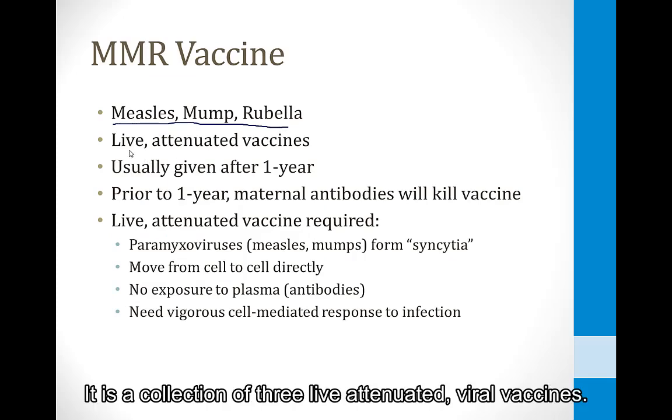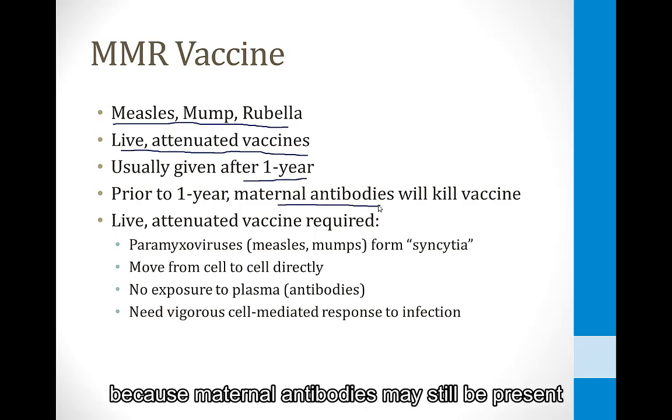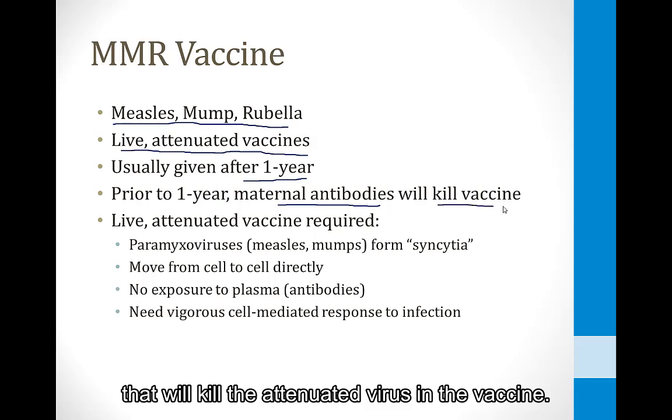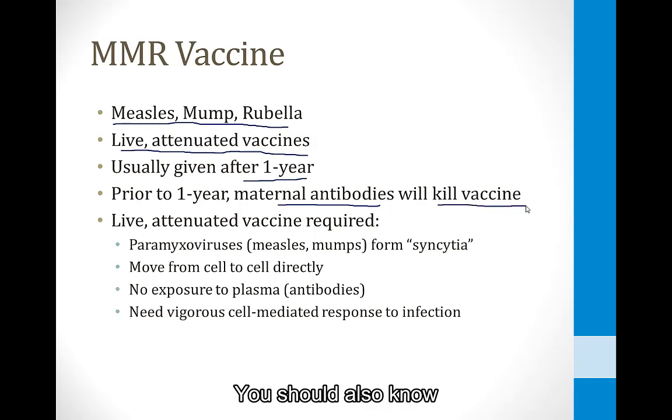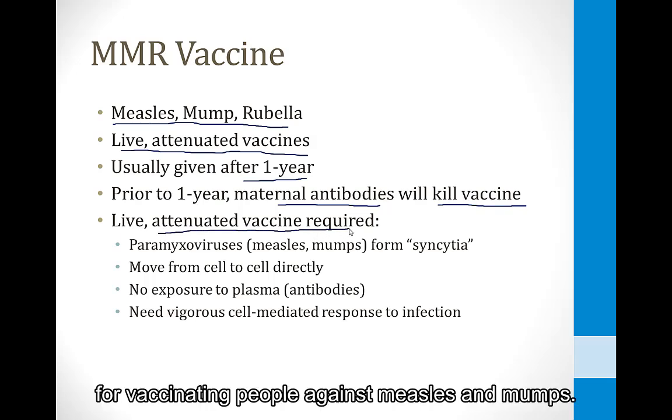It is a collection of 3 live attenuated viral vaccines. It's usually given after 1 year of age because prior to a year it's less effective, because maternal antibodies may still be present that will kill the attenuated virus in the vaccine. You should also know that a live attenuated vaccine is required for vaccinating people against measles and mumps.